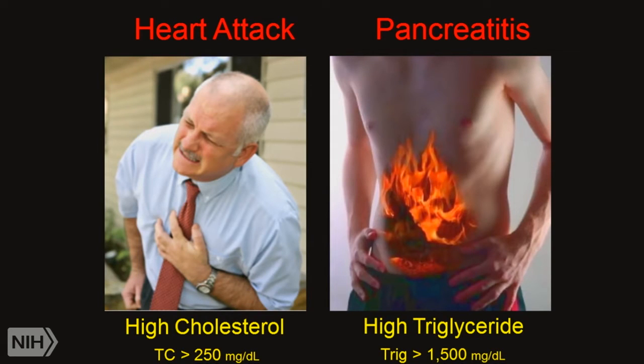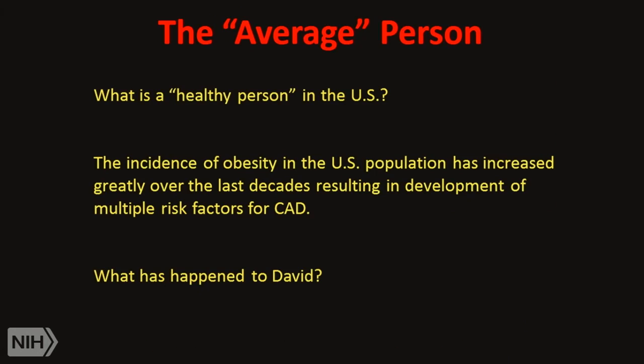So typically when we think of patients with lipid disorders, on the left we see a heart attack where the cholesterol is greater than 250. Frequently that's a genetic disorder. And on the right, the other disorder we sometimes confuse, but triglycerides is not cholesterol, it's another lipid, and it can inflame the pancreas and give us pancreatitis. So, I should probably start out with saying, what is an average patient? What's a healthy person? We know about the incidence of obesity and increasing.